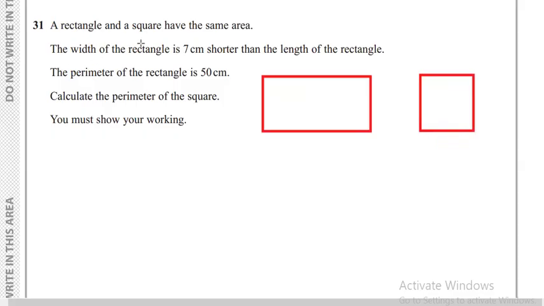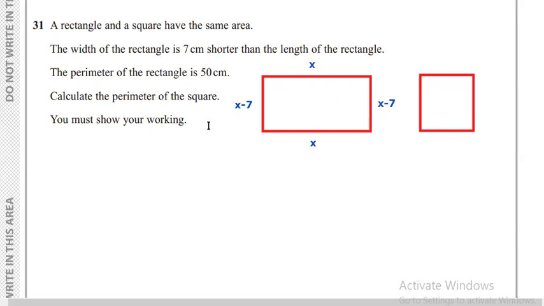Now, the width of the rectangle is 7 centimeters shorter than the length of the rectangle. So, if this one is x, for example, let's call it x. This means, because this is the width, this is the length. If this one is x, this means that this one is shorter by 7 centimeters. And shorter by 7 centimeters, it means minus 7. So this means that this one is x minus 7, like this. And the same is here. So this one will be x, and this one will be what? Very good. X minus 7, like this.